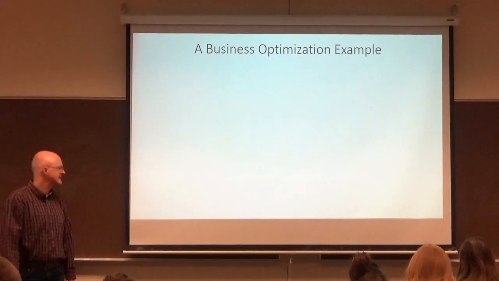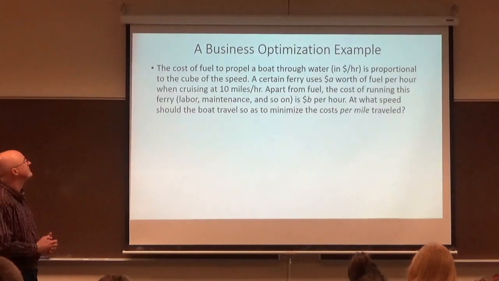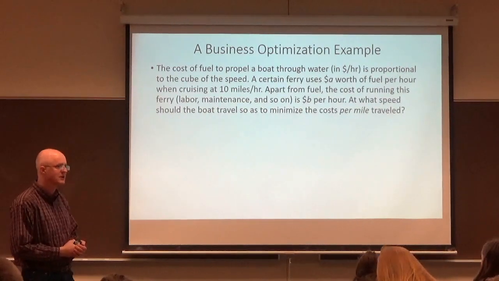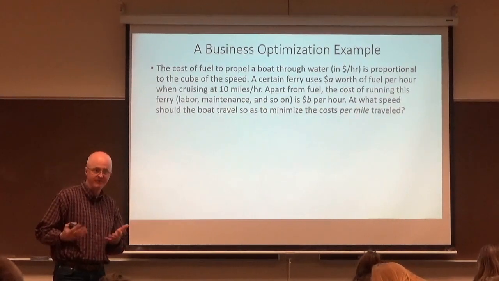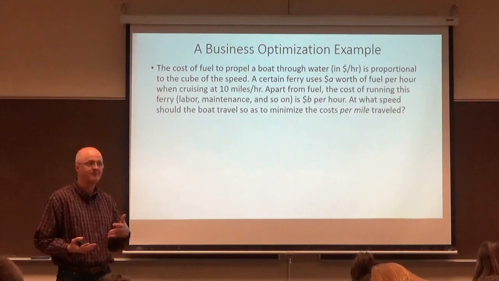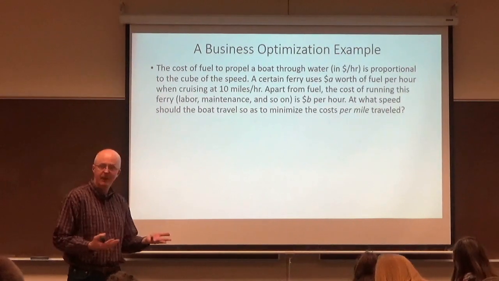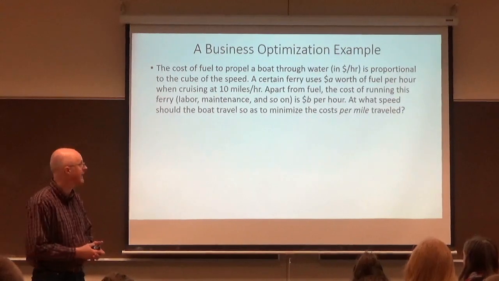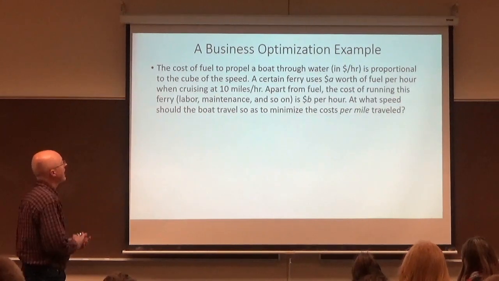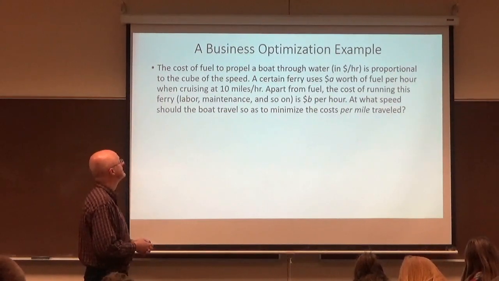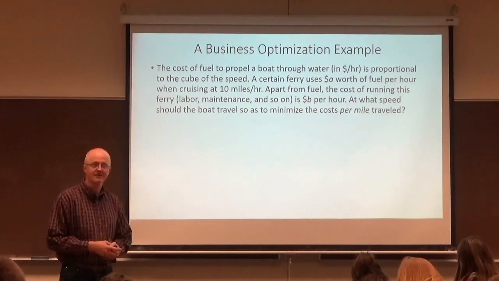All right, so here's our business optimization example. Suppose you're talking about a ferry boat that carries passengers and has lots of costs, fuel costs. Other kinds of costs include just maintenance and repair and the staff that you have to hire. It says the cost of fuel to propel a boat through the water in dollars per hour is proportional to the cube of the speed.